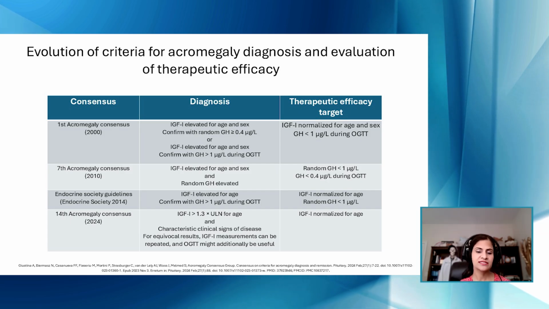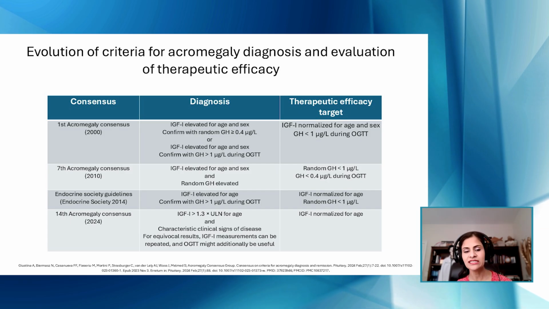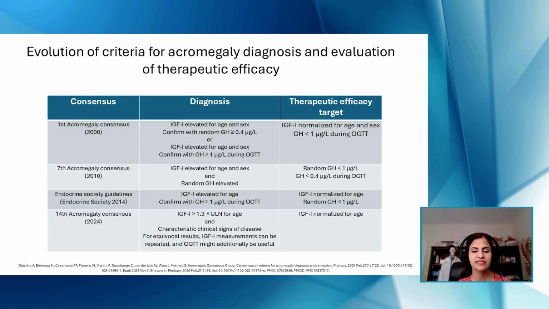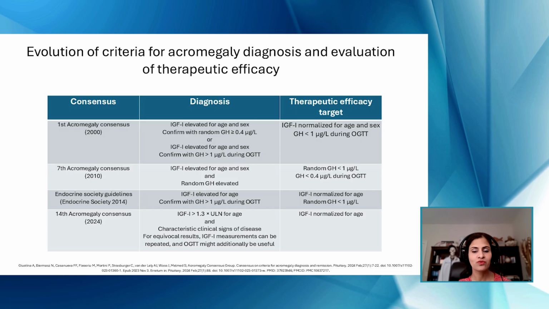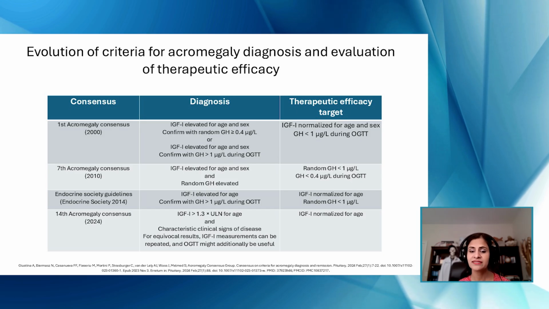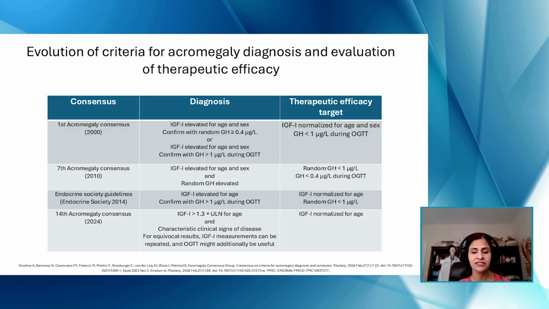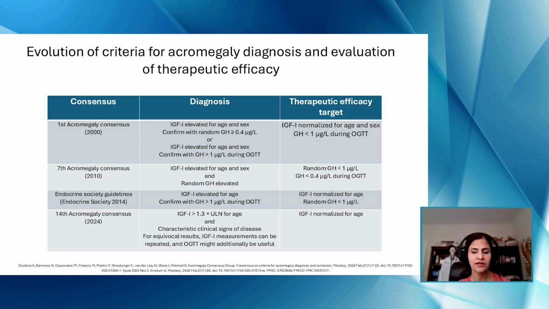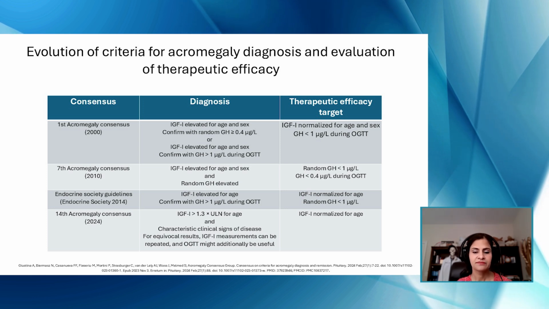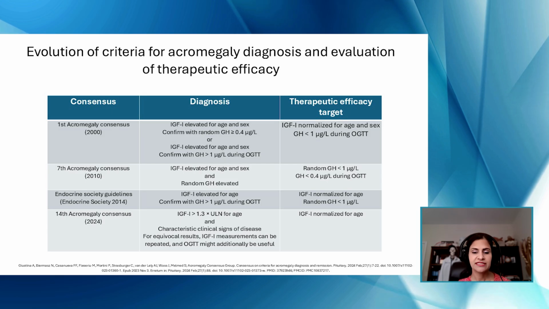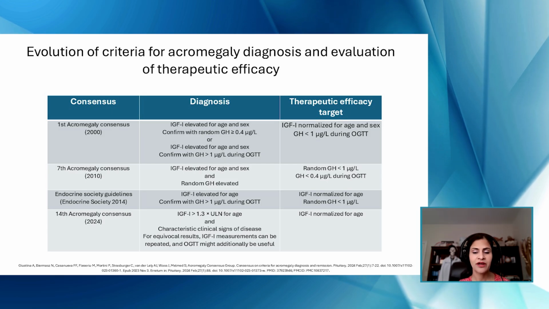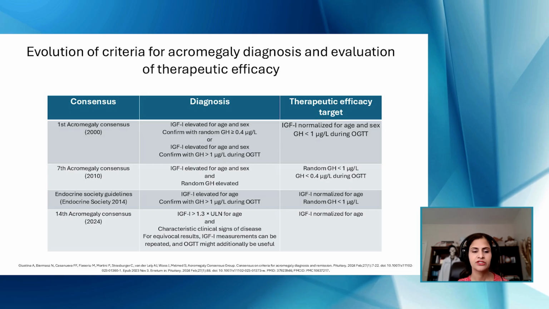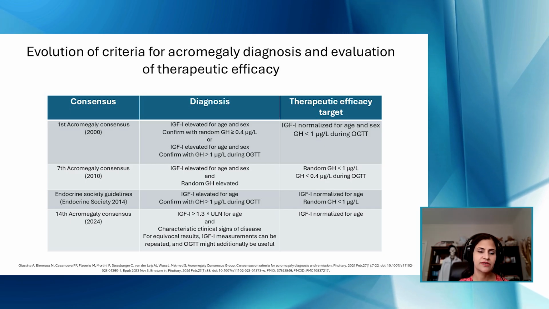So at the bottom of this table, when we get to the 14th acromegaly consensus from 2024, the criteria for diagnosis is merely IGF-1 levels of more than 1.3 times the upper limit of normal for age, and for therapeutic efficacy targets, it's IGF-1 normalized for age. There is utility for OGTT in certain situations where you might have a borderline IGF-1 level, and that remains here to be used at the clinician's discretion.